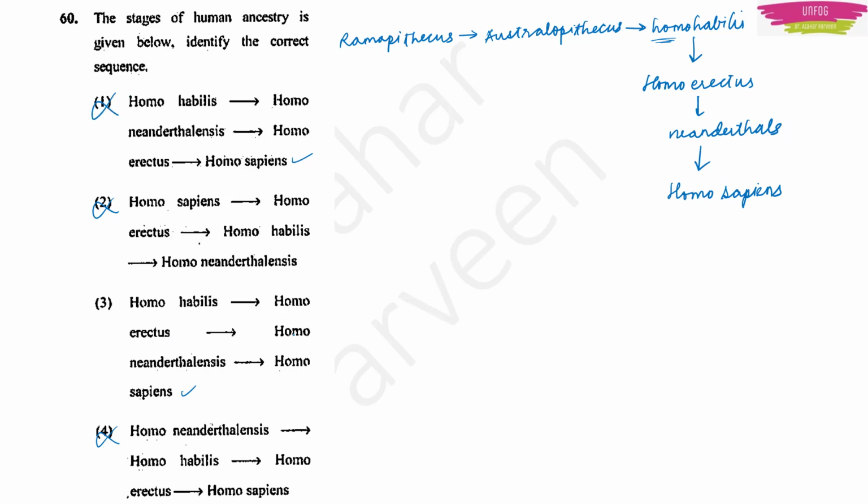So now let's verify if the remaining order is correct or not. According to this, Homo neanderthalensis comes next. We have written Neanderthals here, so they can be used synonymously. It's the same thing. So after this, we have the Homo sapiens. Yes, we have Homo sapiens here also. So option 3 is the correct order.